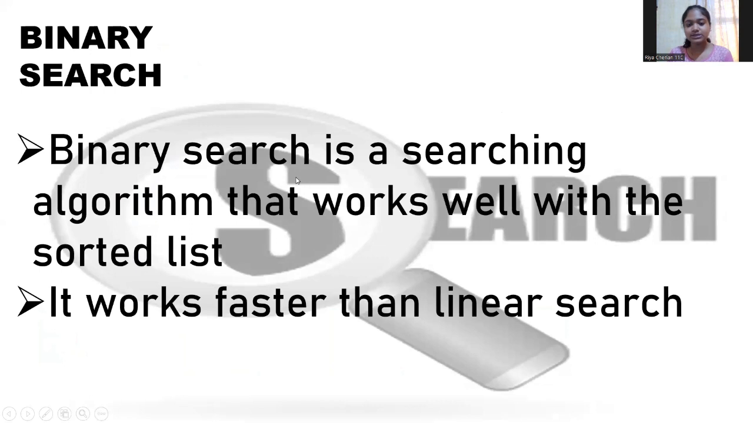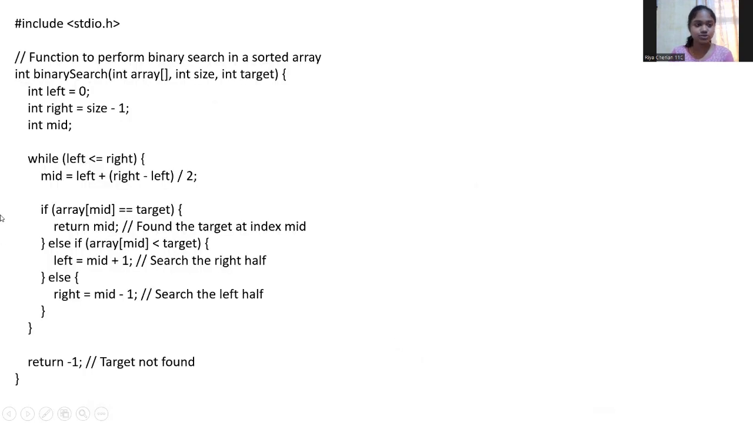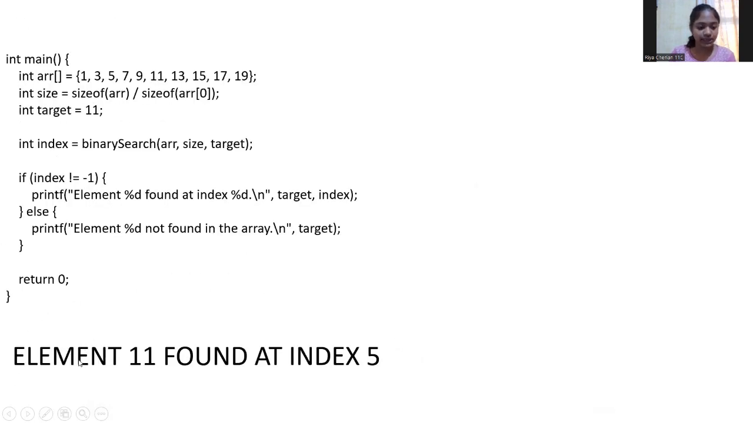Binary search. Binary search is a searching algorithm that works well with sorted elements. It works faster than linear search. For the given program, element 11 is found at index 5.